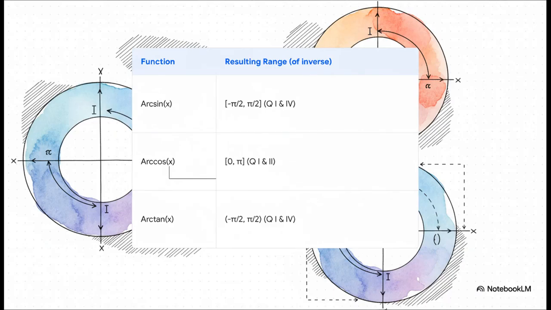For arcsine, your final answer, the angle, must be between negative pi over 2 and positive pi over 2. That means your answer has to live in either quadrant 1 or quadrant 4. Got it? For arccos, the angle has to be between 0 and pi. So that means quadrant 1 or 2. It lives in the top half of the unit circle. And arctan is pretty much the same as arcsine, it just has parentheses instead of brackets because of those asymptotes. These ranges are the absolute law when you're doing inverse trig.